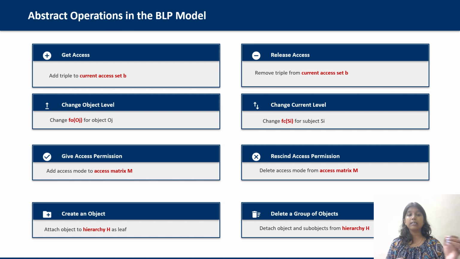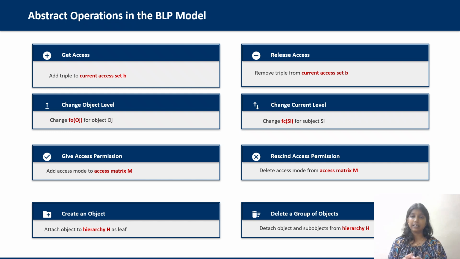And next is give access permission: add access mode to the matrix M. Matrix M already contains a mode which states that you can either read or write, or you can't read or you can't write. So this access mode is updated when the user just opens the file. It has been processed and the permission access is added to the access matrix M. Then comes create an object: attach object to the hierarchy H as a leaf.